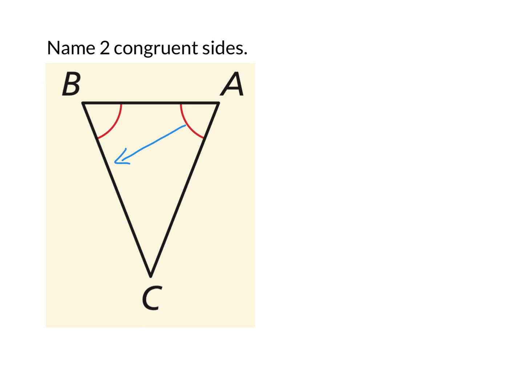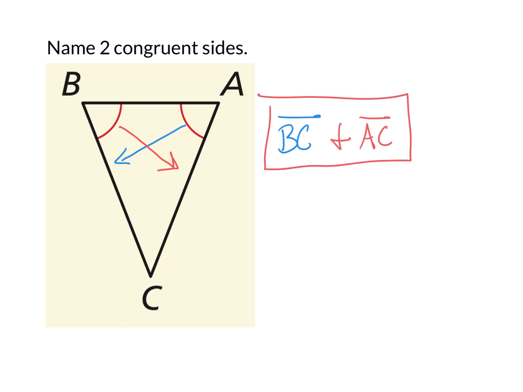So what's the name of that side? BC. This opposite side here is congruent because it's opposite of this congruent angle. It's BC. Next, do the same thing with the other one. Go to the opposite side that does not touch this angle. And what's the name of that one? AC. There's your two congruent sides.